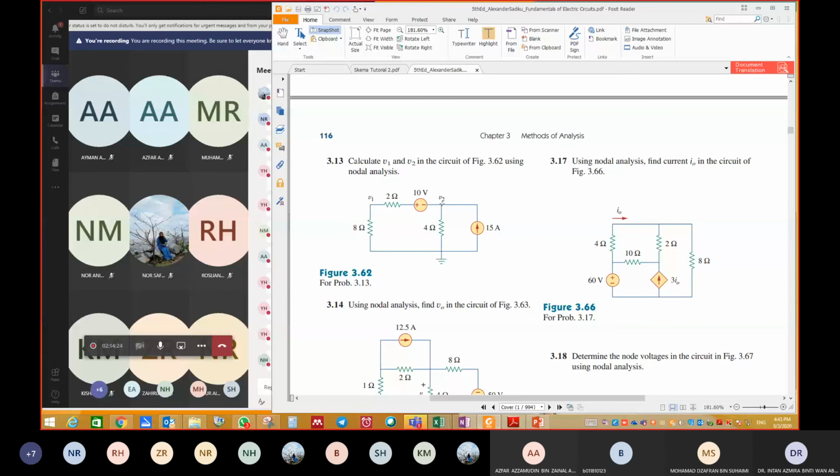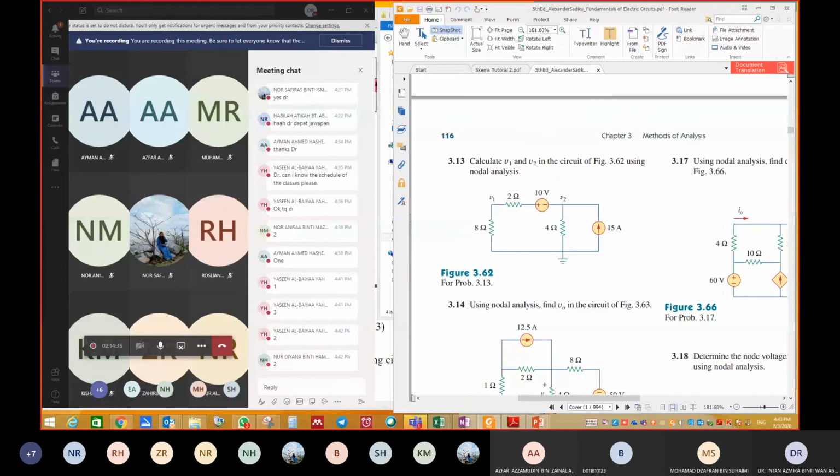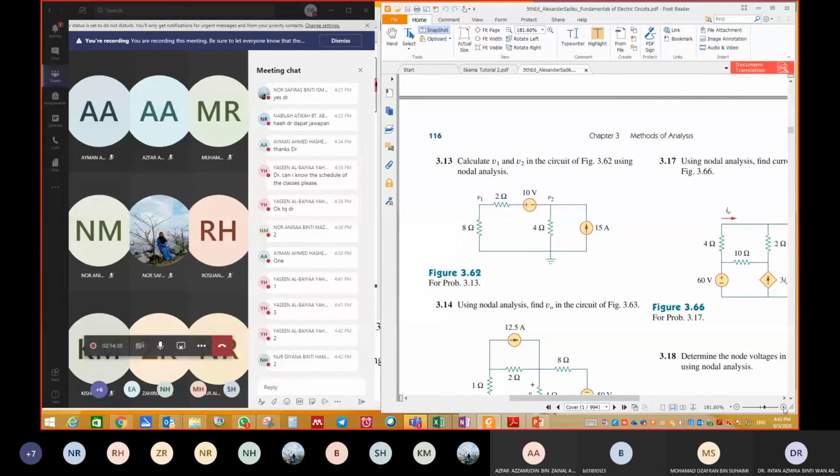Okay, how about this? 3.13. This question puts 2 nodes, but you may try how many nodes? Yes, Yasin. Just note at V2, okay? If the question did not specify V1 and V2, you just put only one node here at V2, okay?